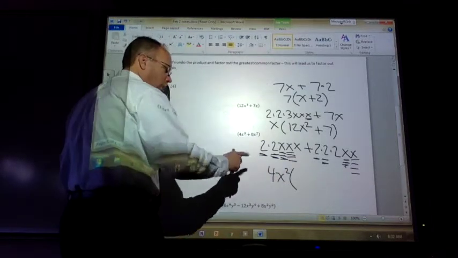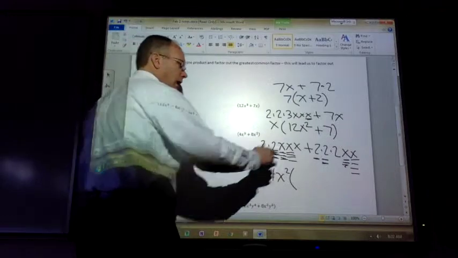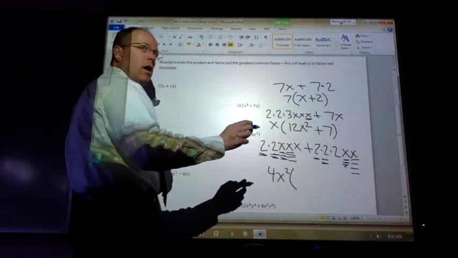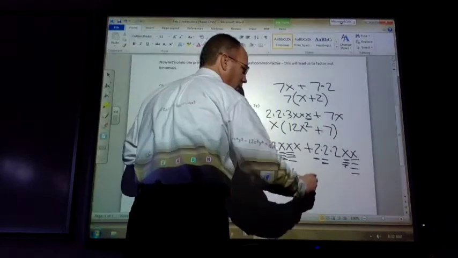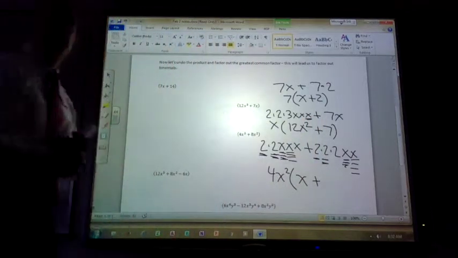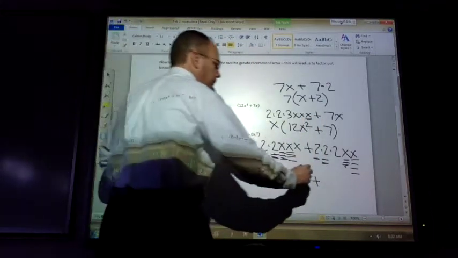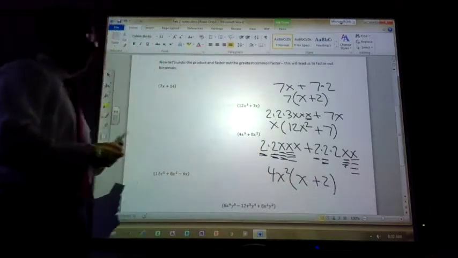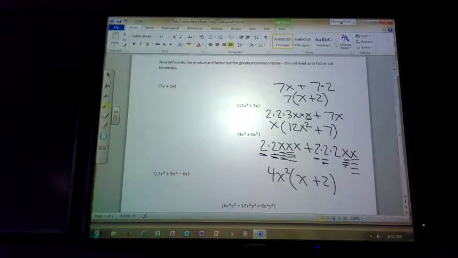Then, on this first one, what do I have left over? I have a 1x, which is the same thing as x. Good. The plus needs to come along for the ride. What do I have left on the second one? Just a 2. Done. I factored out my greatest common factor on it. Okay?